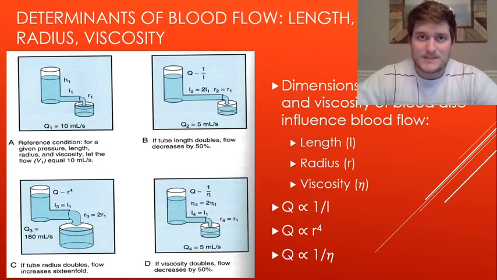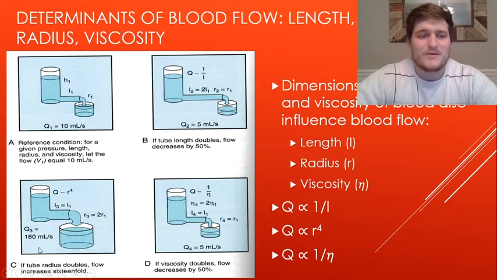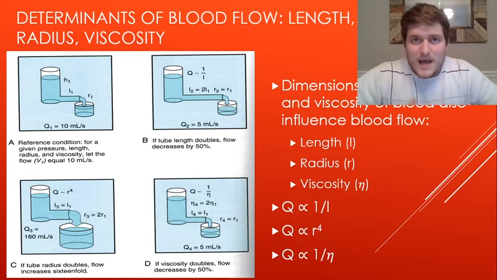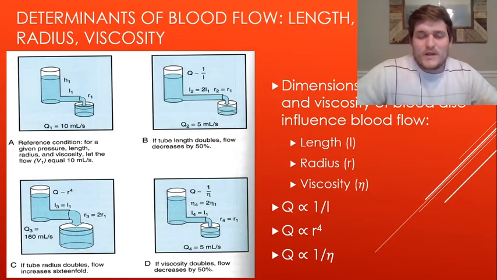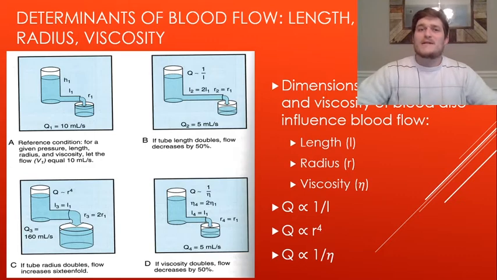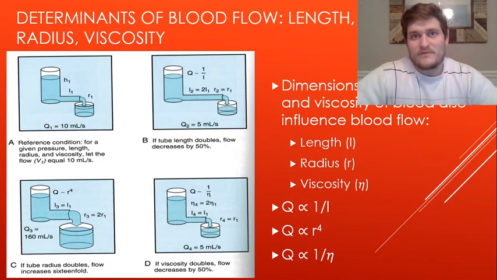However, the radius of blood vessels, as we discussed, is really going to have a dramatic impact on our blood flow. By, in this case, doubling the size of the radius, blood flow increases 16-fold. And that is why, as we'll see throughout these lectures, when the body needs to make changes in blood flow, we are going to change the size of blood vessel radius in order to regulate blood flow throughout the body.